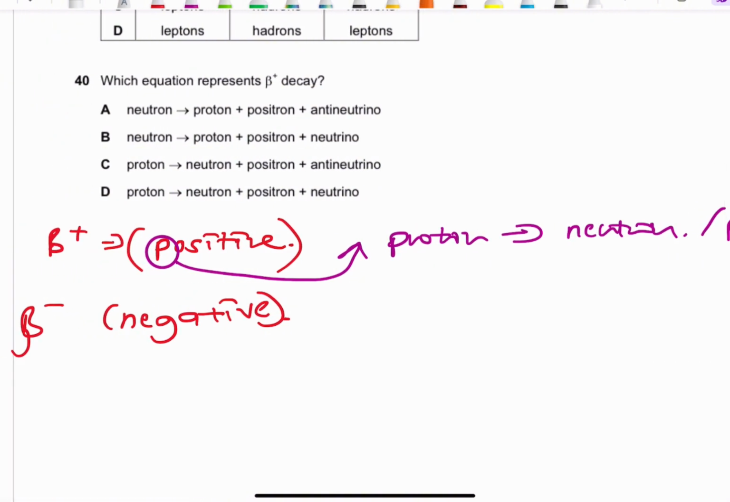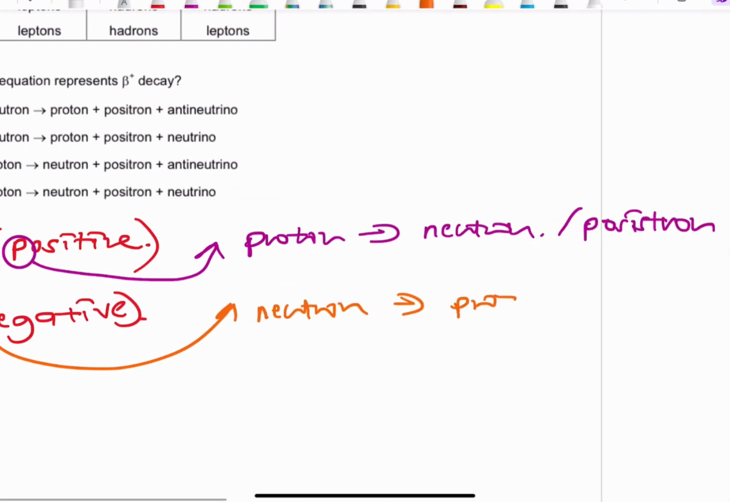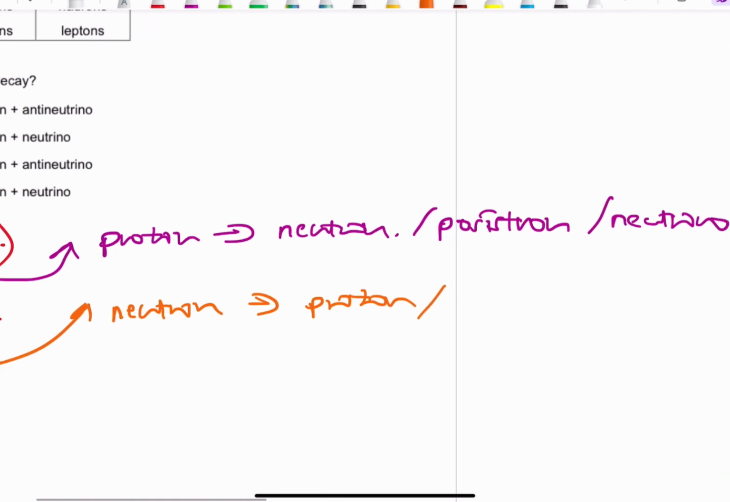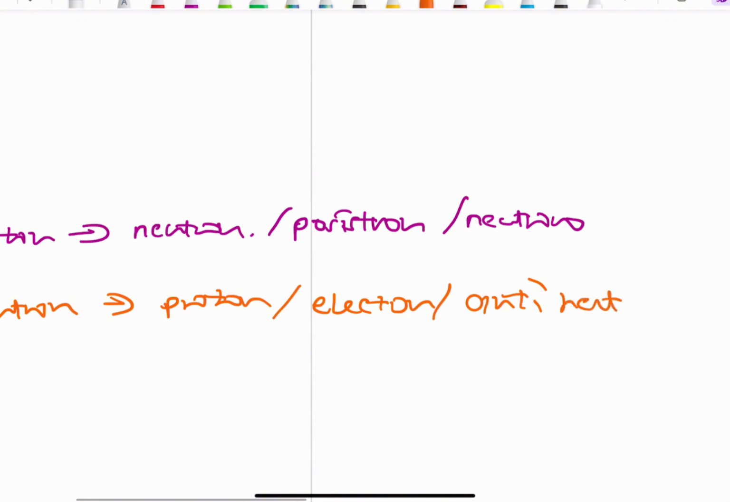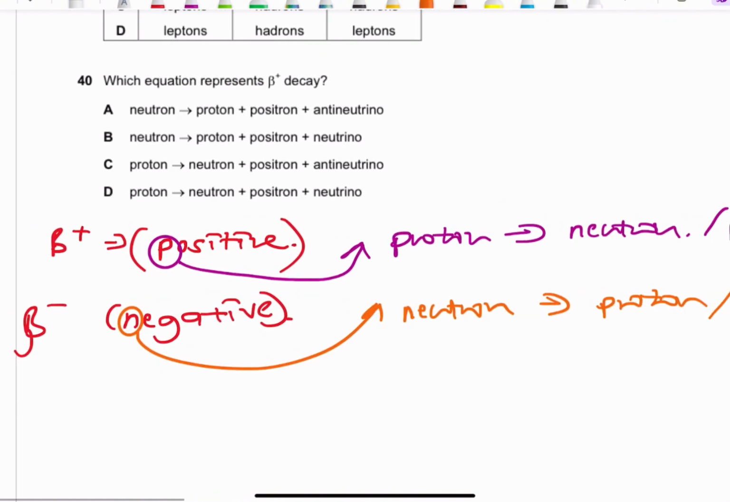And beta negative particle starts with an N. Automatically, what comes to your mind? A neutron. A neutron will turn into what? A proton. And the proton will give you an electron, and the electron will give you an anti-neutrino. That's very important. So the answer will be D.